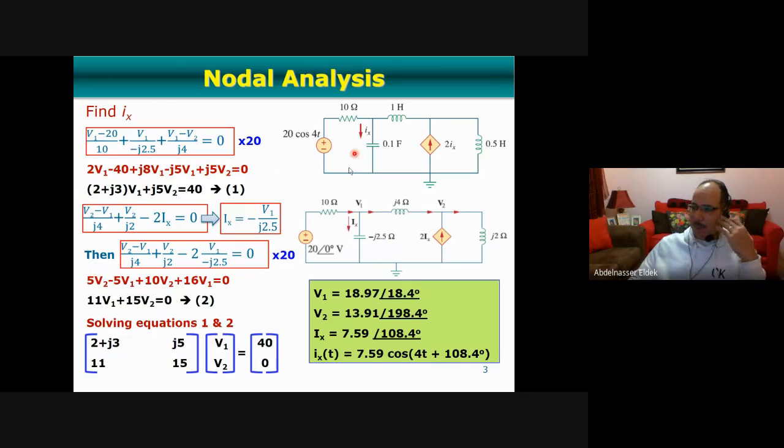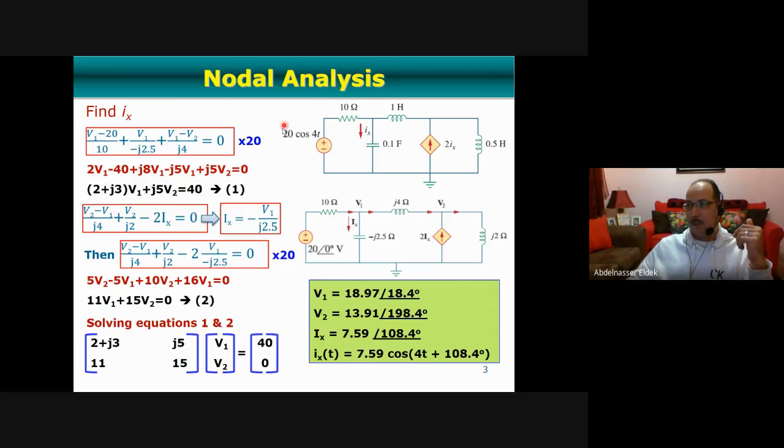Let us take this example here. We have this circuit, and we need to calculate Ix, this Ix. So how do you calculate Ix? One way to do that is to use nodal analysis, of course. So we will convert the circuit. As a first step, we convert the circuit to phasor.